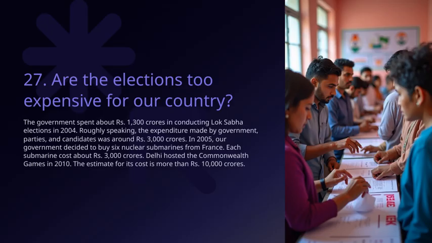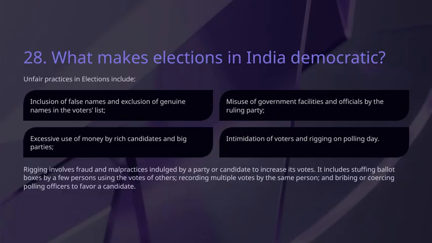It raises an important question about whether these expenses are sustainable or if we should think about ways to make these processes more cost-effective. This ties into the overall theme of our presentation, how we can balance spending with the development needs of our nation. Now, let's talk about some of the unfair practices that can undermine the democratic nature of elections in India.